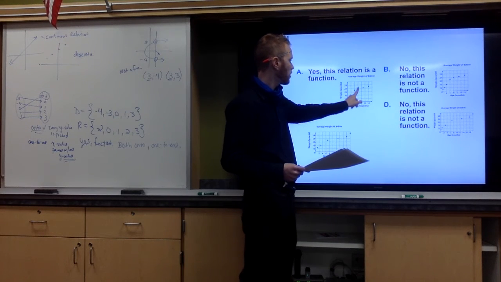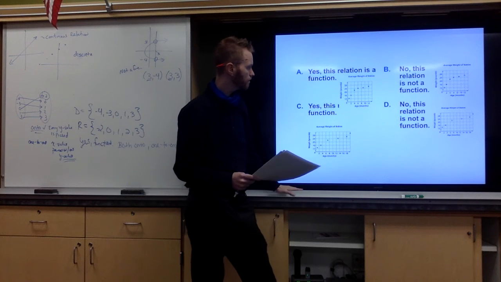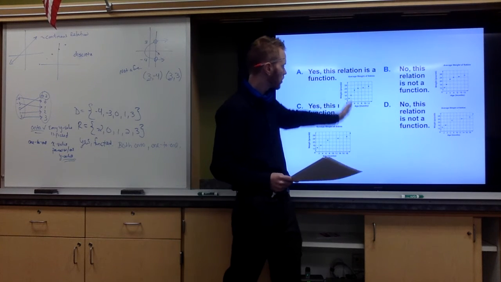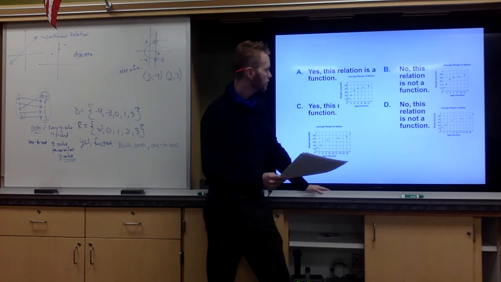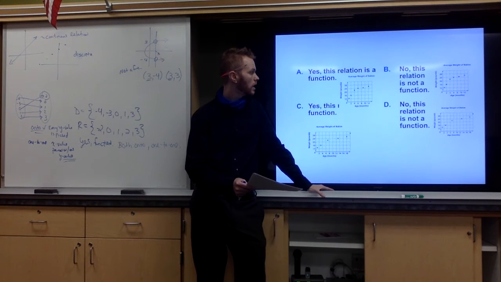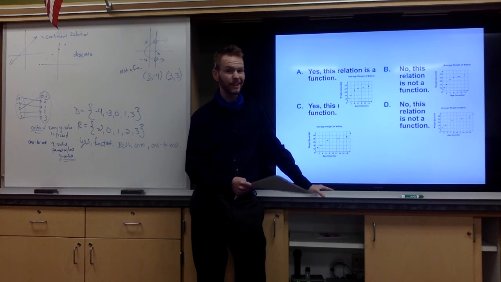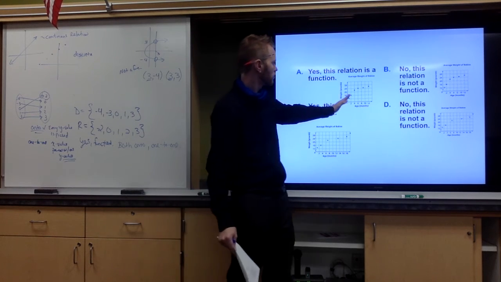Okay, A represents the data points correctly. It is a function. If I draw a vertical line, it only hits one data point, not more. Let's go further. Would that be discrete or continuous? Be discrete, right? It's not continuous. Okay, we're not showing a trajectory.